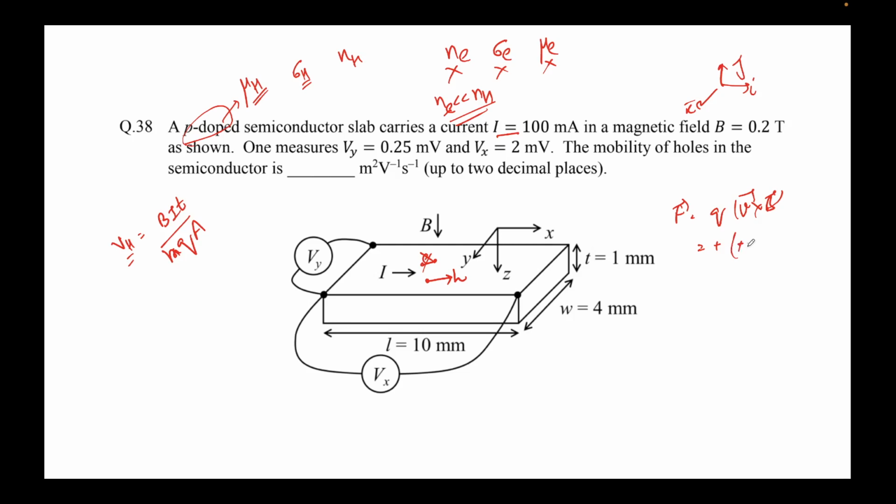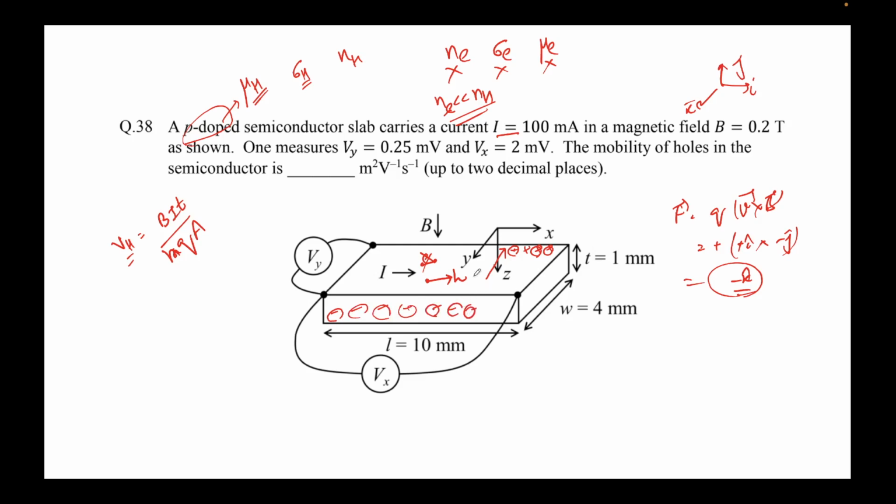So this is plus I, B is minus J, so I cross J is minus K. So force on holes will be in the negative K direction. Negative K means into the plane of paper, so they will be traveling in this direction. So holes will accumulate on the back edge and this will become slightly negatively charged.